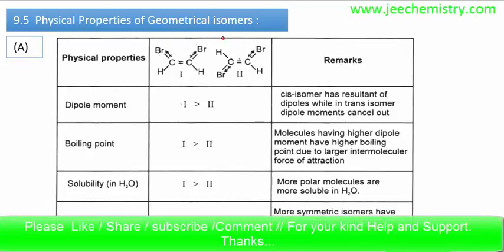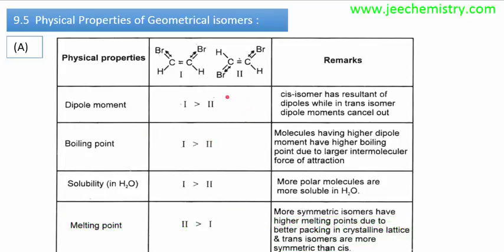Physical properties of geometrical isomers. Sometimes in reasoning type questions, some questions were asked about the stability, dipole moment, boiling point, solubility, and melting point. They may ask by giving two compounds, and on this type of compounds they may ask property-related questions. So we need a little bit of knowledge about the physical properties of geometrical isomers.